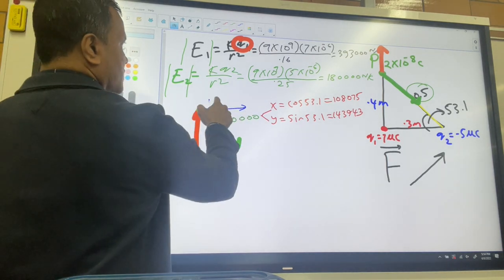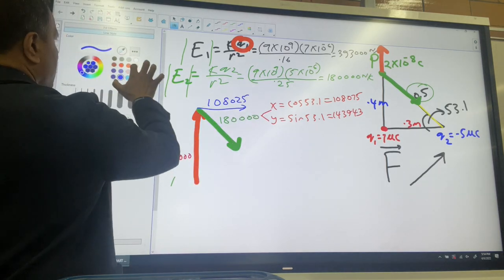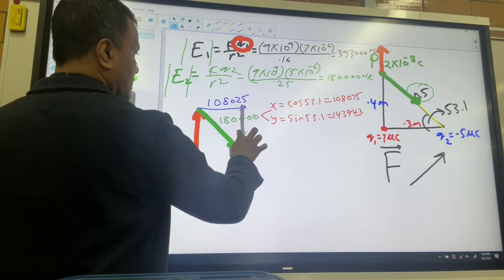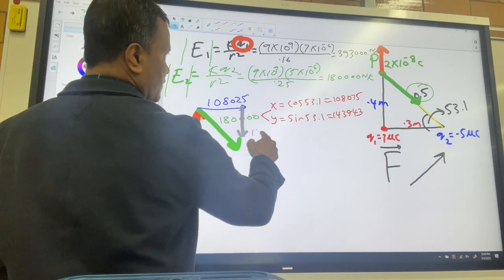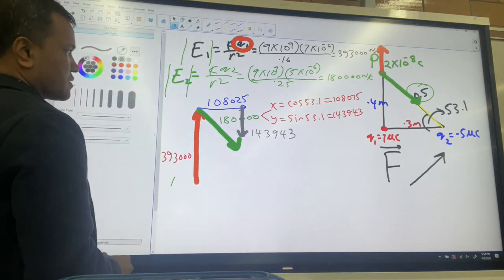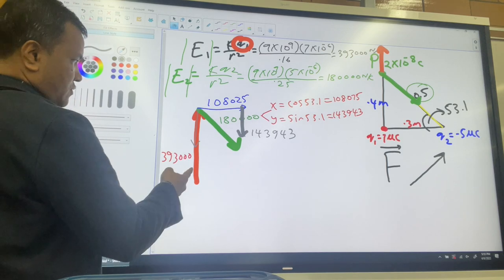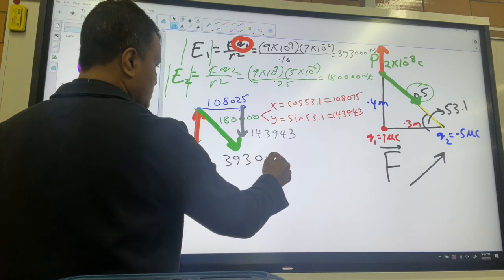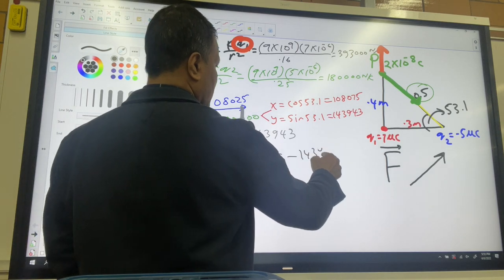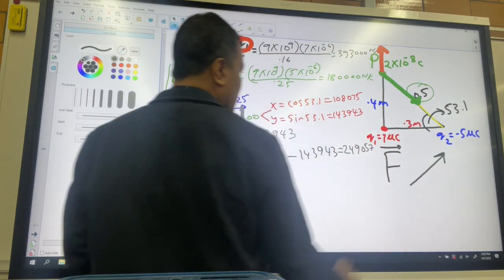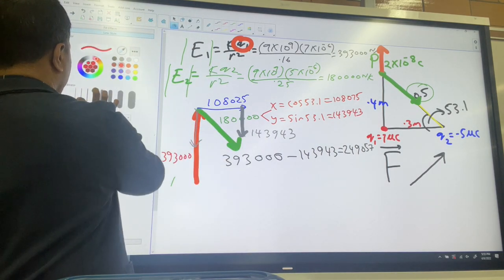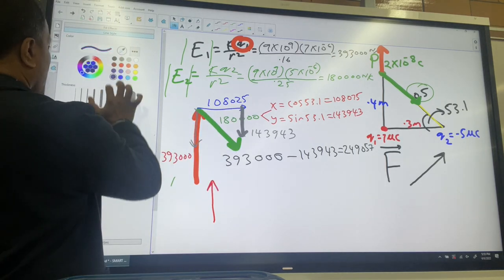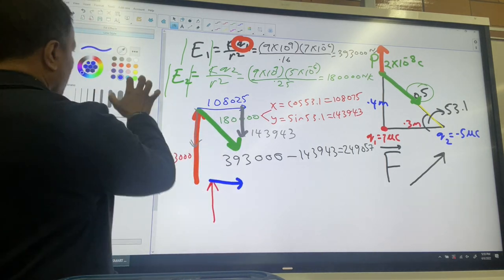Okay, good. So now this is 108,075, and this is 143,943. So that means that this one is right here. So red minus this would be how much? Would be 393,000 minus 143,943, which is 249,057. Okay, great. So now we have this red, and we have this blue. So definitely we can find the green now.